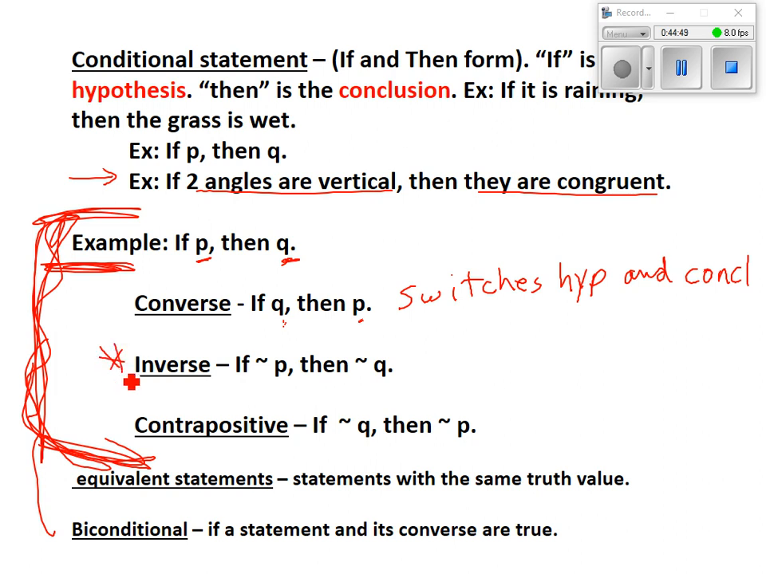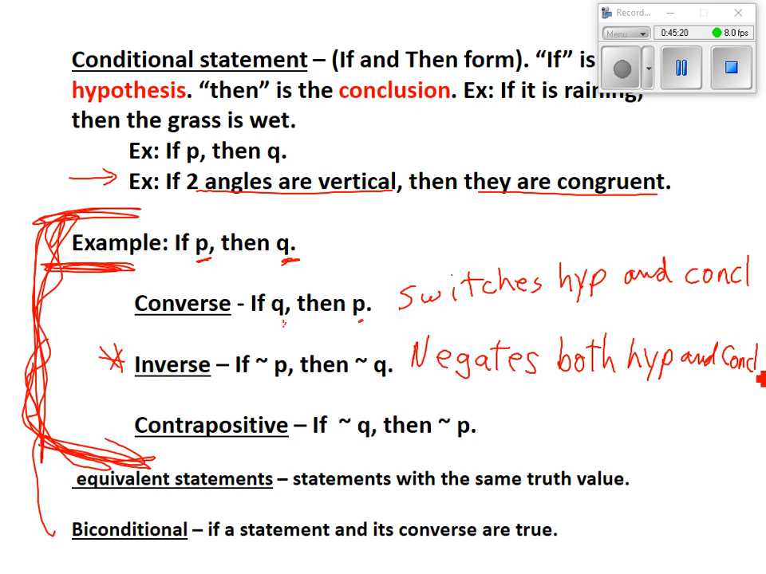Inverse. The inverse negates both parts. It leaves it in the order it was in originally, but negates. What's negate mean again? It makes it the opposite, all right? Not. It negates both the hypothesis and the conclusion. It negates them both.